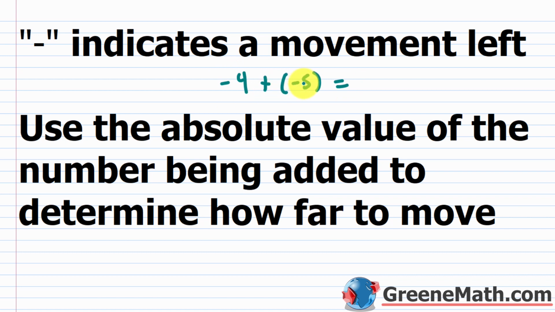And because I'm adding a negative number here, I'm going to move to the left by the absolute value of that number. So the absolute value of negative 5 is 5. So I'm going to start at negative 4 and go 5 units to the left. And that's going to put me at negative 9. And we'll see this in a moment. So I have here, use the absolute value of the number being added to determine how far to move.